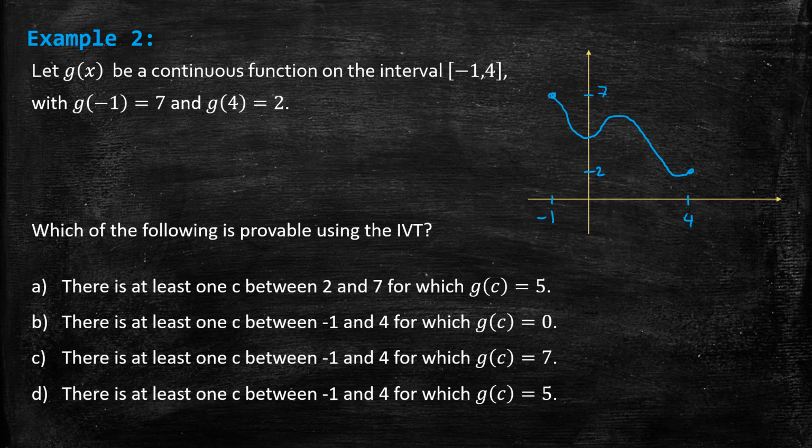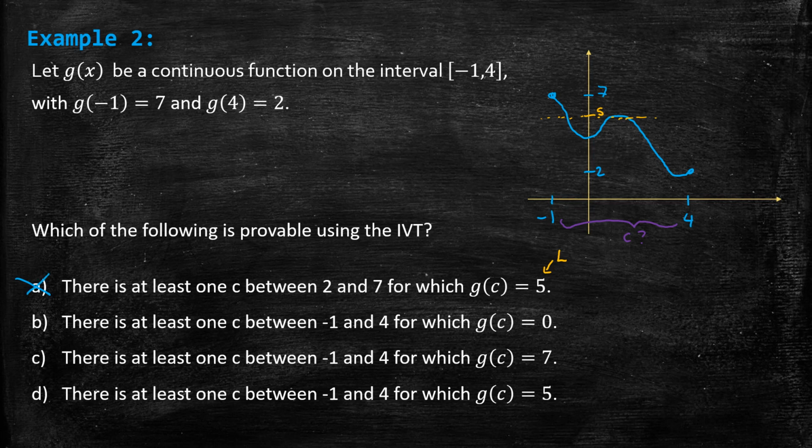So let's have a look. g of C equals 5 is about here. We know that 5 lies between 2 and 7, but that's the y value. This is the L that lies between the two y values, 2 and 7. But the C must lie in the x interval. So C is supposed to be somewhere between -1 and 4. Therefore, we can with confidence say that A is incorrect.